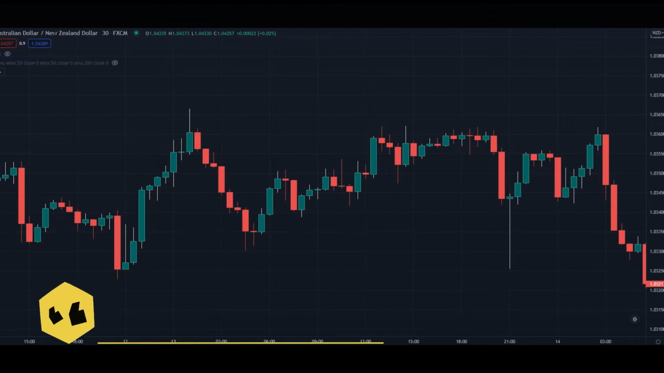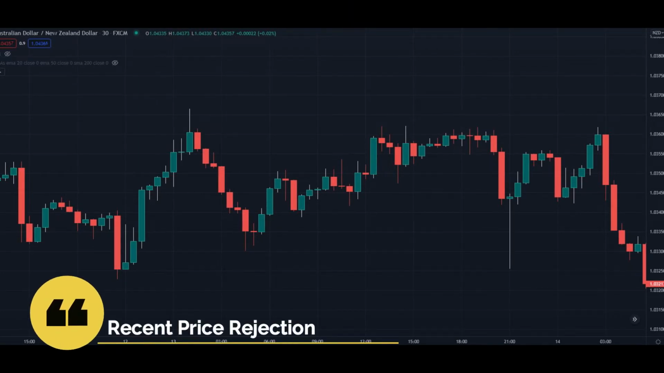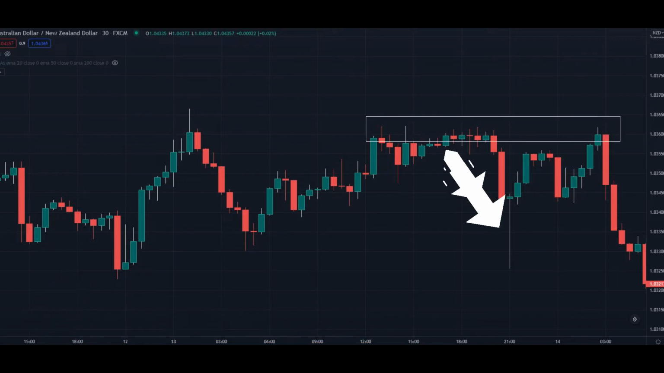And the third one is recent price rejections. A recent price rejection is only valid when the price has moved away after the rejection.